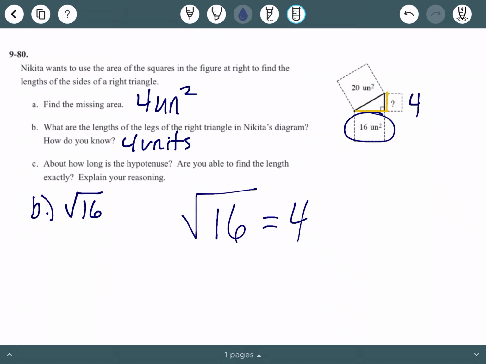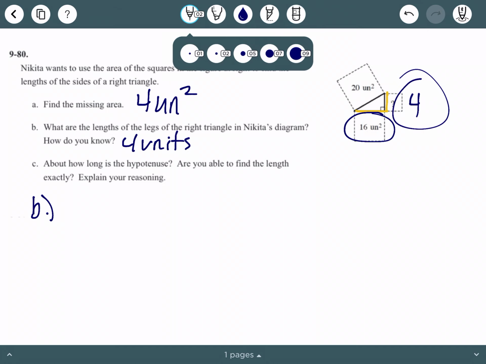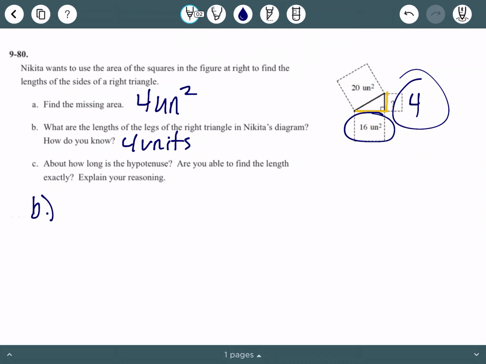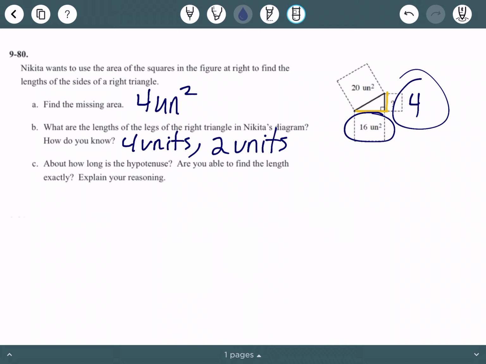Now, we need to figure out the length of this side. So we know here the area is 4. So we're going to go ahead and take the square root of 4. Again, to put this in your calculator, you're going to hit that square root button, 4. Then you're going to scroll out from under and it gives you 2. Or maybe you knew just by looking at it that 2 times 2 gives us 4. So our lengths are 4 units and 2 units. Those are the lengths for the legs of the triangle.